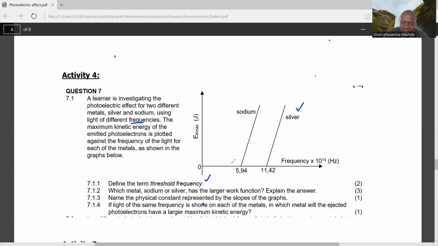Why? Because the cutoff frequency of sodium is 5.94 times 10 to the power 14, then this one is higher. So this one has a higher cutoff frequency. And remember, we said work function depends on the cutoff frequency or the cutoff wavelength. So since this one has a higher cutoff frequency, it implies that the work function will also be high. So if we want to respond to that, the answer would be silver.